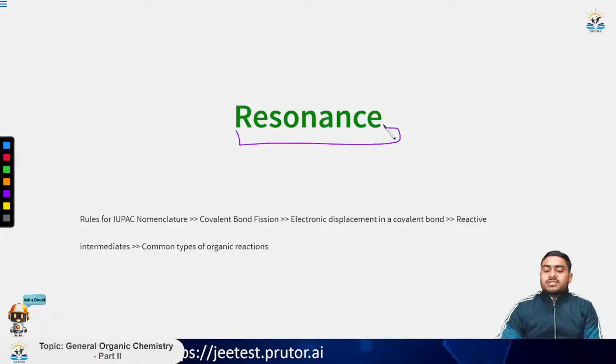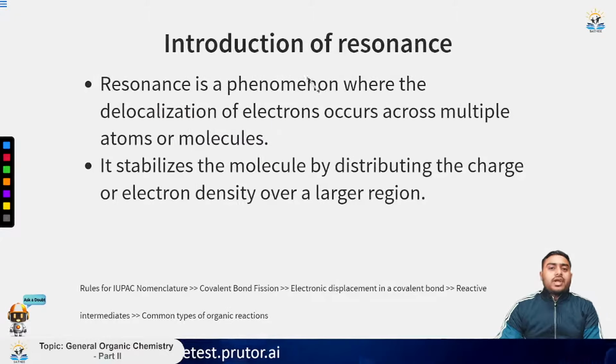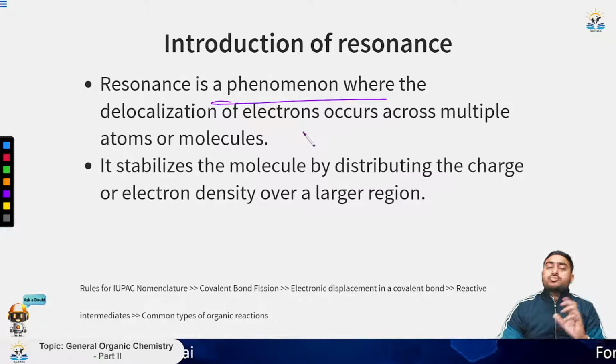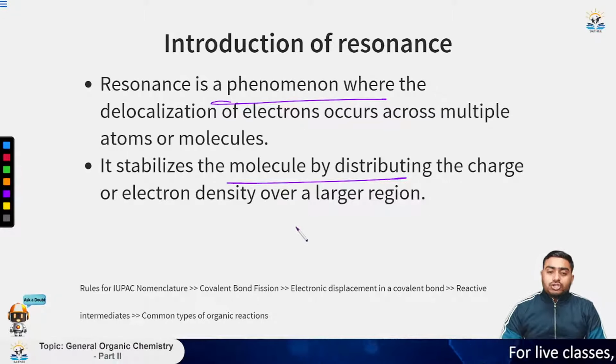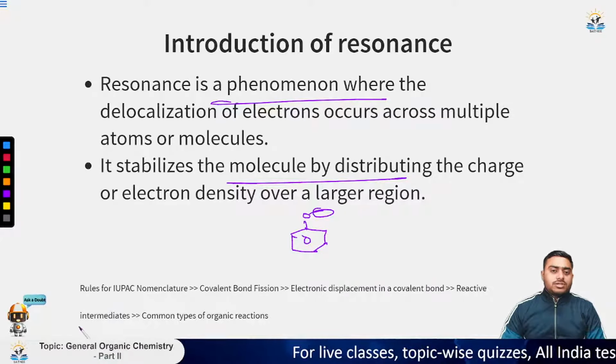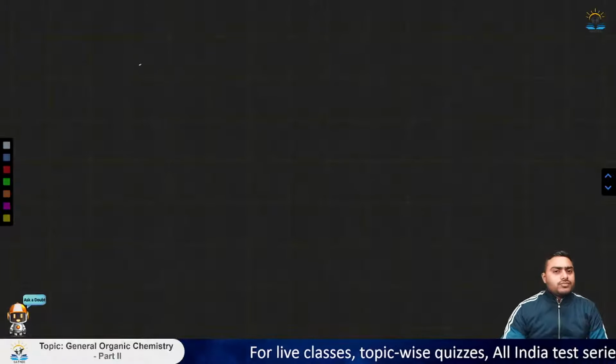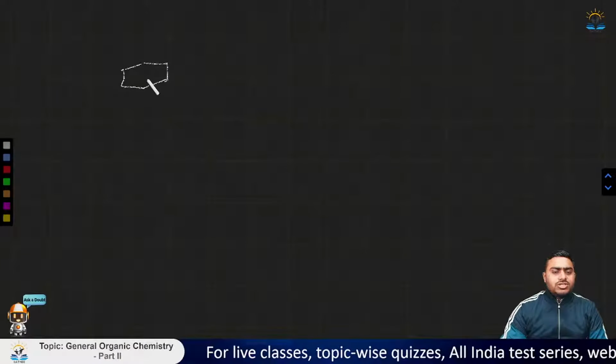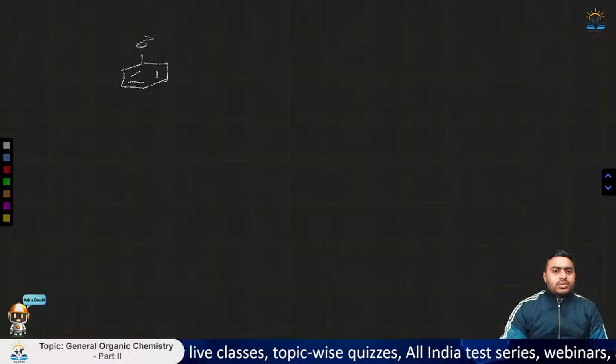Next is resonance. This is also named the mesomeric effect. Resonance is a phenomenon where the delocalization of electrons occurs across multiple atoms. It stabilizes the molecule by distributing the charge or electron density over a larger region. Suppose I am writing here a benzene ring with O negative; this is the phenoxide ion. So what is this doing?